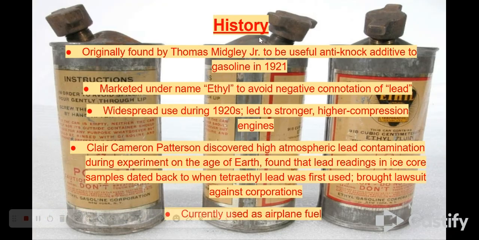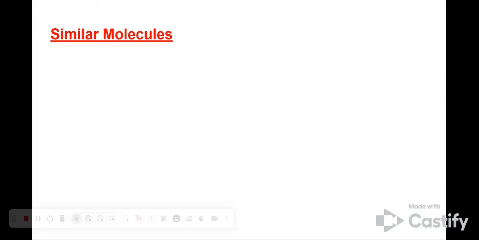A scientist named Clair Patterson eventually discovered high atmospheric lead contamination while trying to find the age of the Earth. He also studied ice core samples and found that their lead content dated back to when tetraethyl lead was first used, and he used this to bring lawsuits against corporations. Today, tetraethyl lead is currently used as airplane fuel.